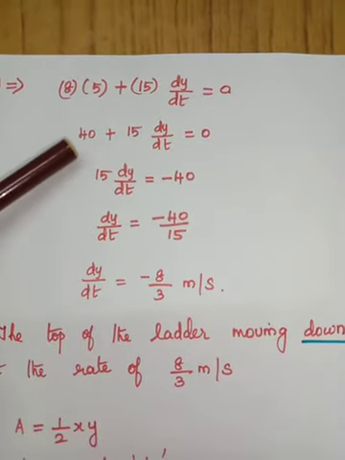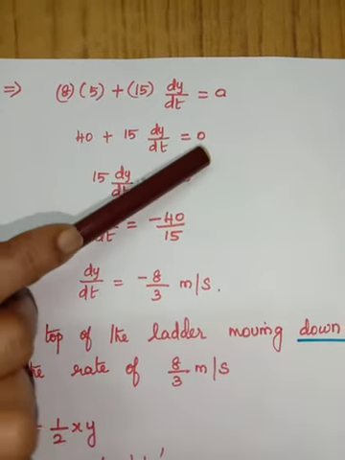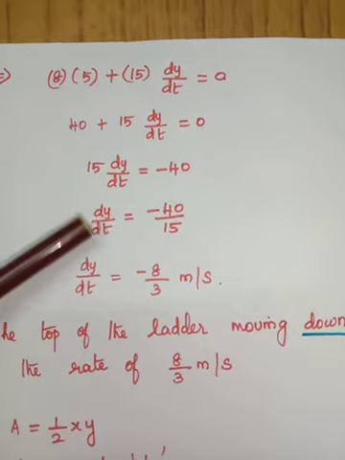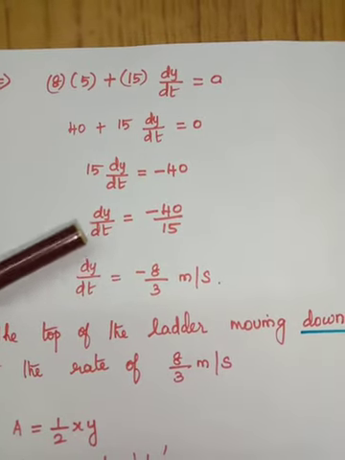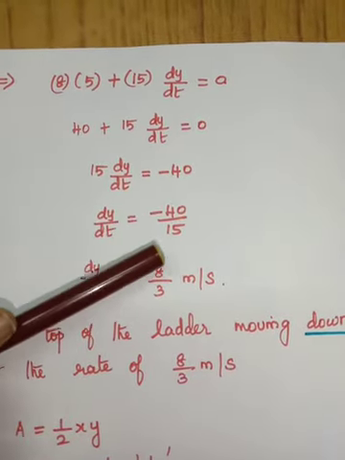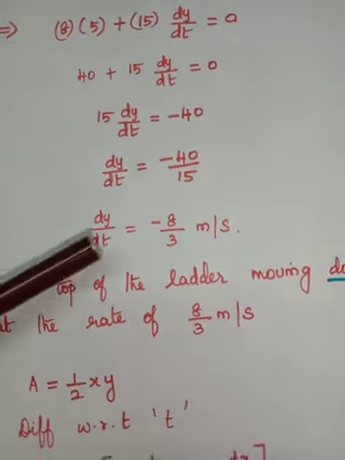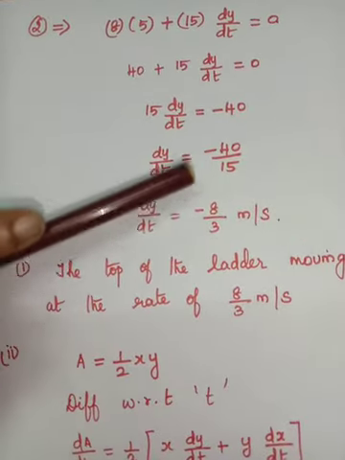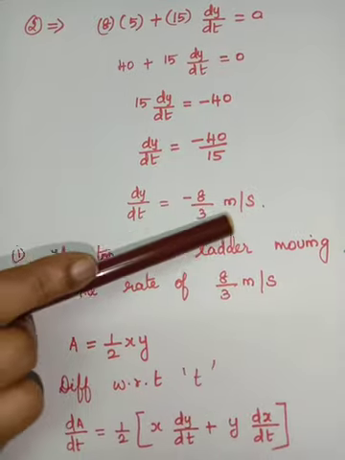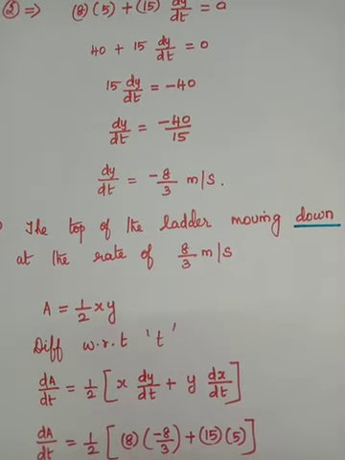So 8 fives are 40 plus 15 dy by dt is equal to 0. So therefore dy by dt is equal to minus 40 by 15. So dy by dt is equal to, when it is divided by 5, minus 8 by 3 meter per second. So the first subdivision is over.